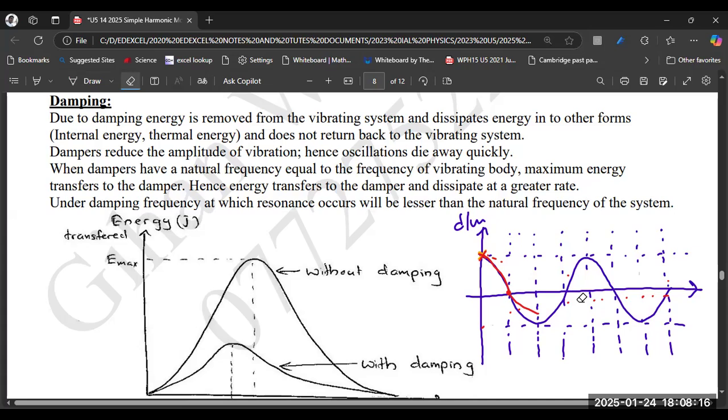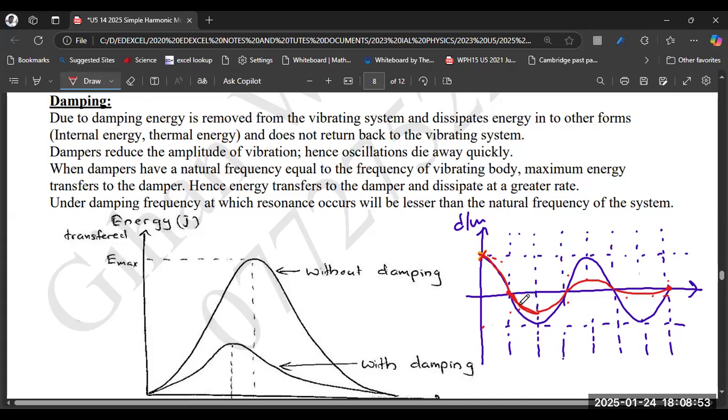Compared to this one, the next is smaller. Compared to this amplitude, the next amplitude must be smaller, and compared to that amplitude, the next must be much smaller. So this is what we call a damping situation.